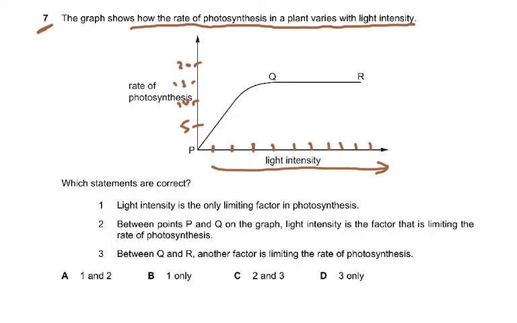So what you have to understand is that they are going to ask you a question on this area QR. So when you increase the light, the rate of photosynthesis is increasing a bit. Now it's increasing a little more. Now it's increasing a little more. And after this, if you increase this, the rate of photosynthesis is constant.